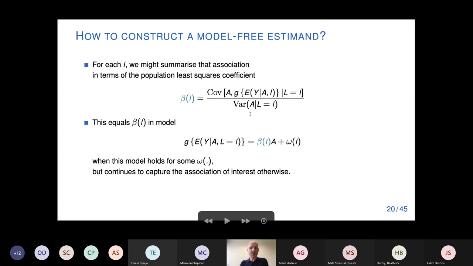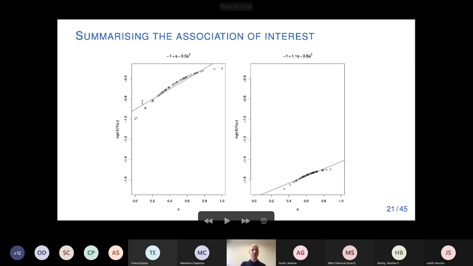So if you do a least squares regression of the expected outcome on the scale of the link function G, regressing it on the exposure within the given stratum, then what we find is beta L. At the moment, I'm still thinking we have infinitely many data because I'm trying to come up with a definition for the association between exposure and outcome. If this model here were to hold, so it's like a generalized linear model, but we have a stratum-specific coefficient, then beta L in this expression reduces exactly to the same number. But if that model is misspecified, then beta L is still capturing the association of interest because it's like a least squares projection. So this could be one stratum of people here.